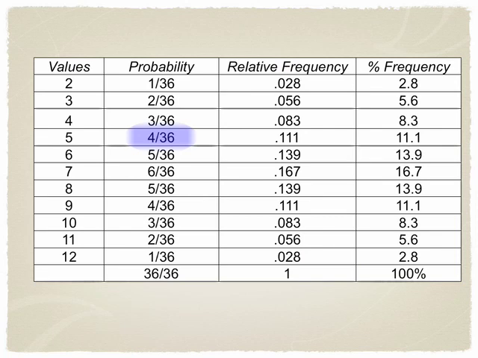So we can have probability represented as 4 over 36. Relative frequency is represented as 0.111. Or percent frequency represented as 11.1. All of these are represented by what's the chance of getting a 5. We have different terminology, but it all goes back to what's the chance of getting 5.